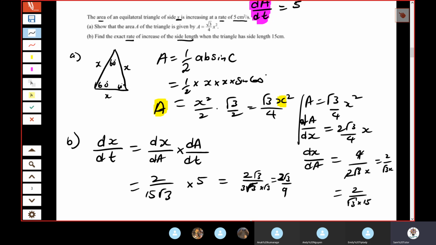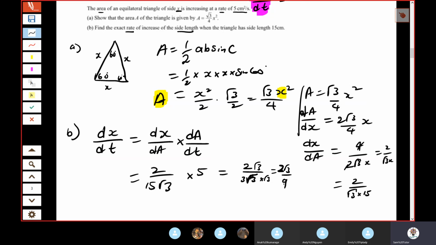If you wanted to rationalize. Any questions? Do we have to rationalize? You don't have to. It's good to do it by now, but you don't have to. All right. Any questions?